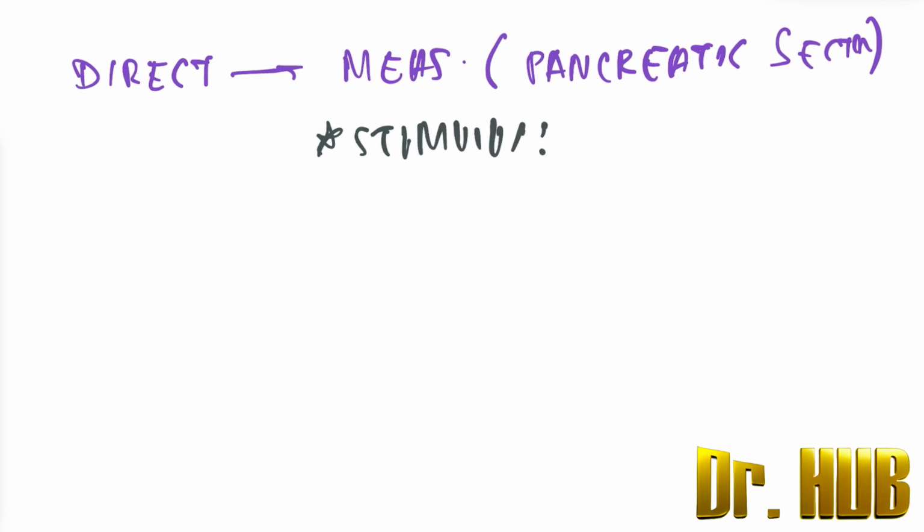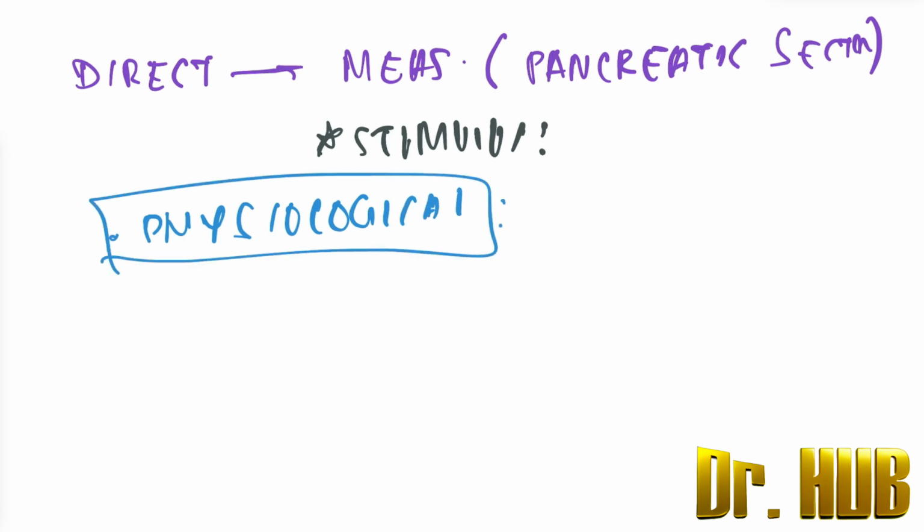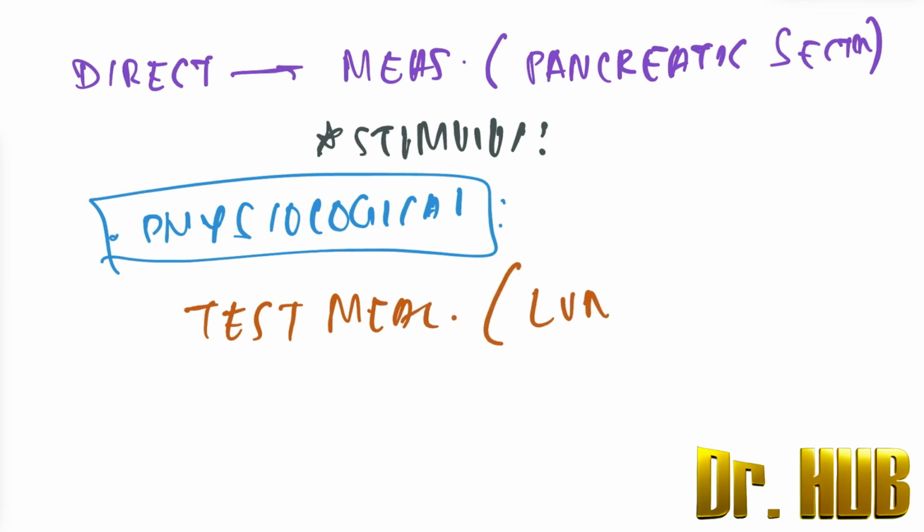The stimulus to secretion can be physiological. And by physiological, what do we mean? It can be, for example, the ingestion of a test meal, as in the Lundh test meal.